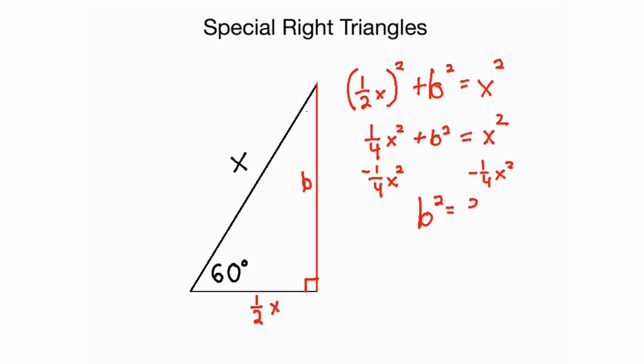As you can see with the math, the value of b ends up being square root of 3 over 2 times the length of the hypotenuse. This is going to be called our 30, 60, 90 triangle, and now we know the relationship of each side.